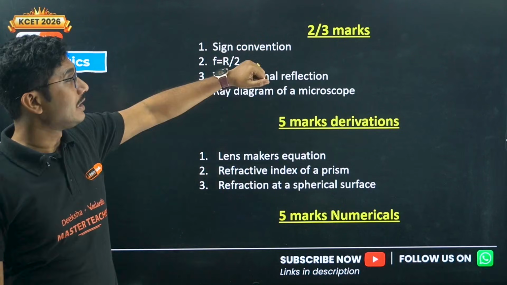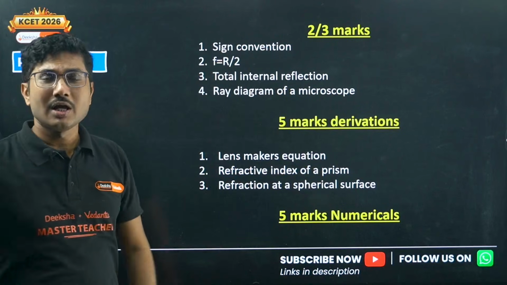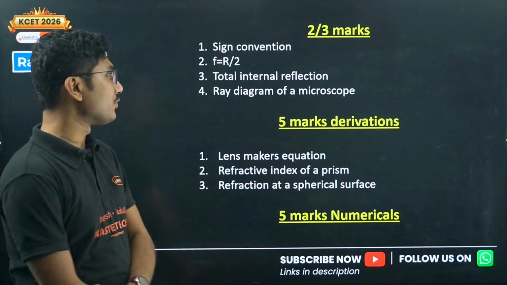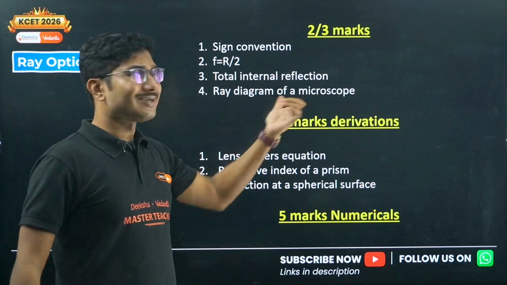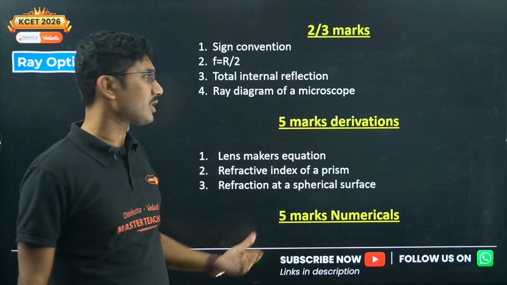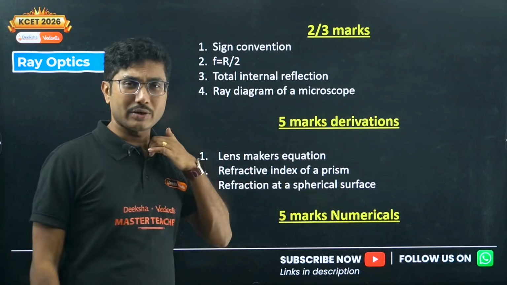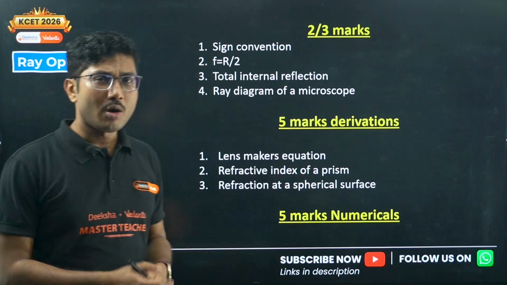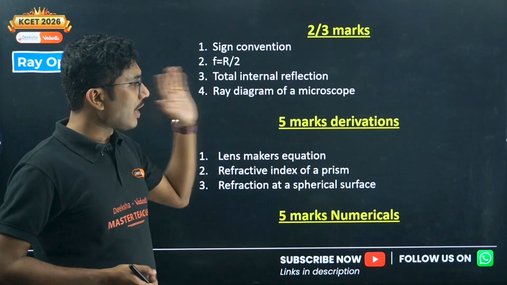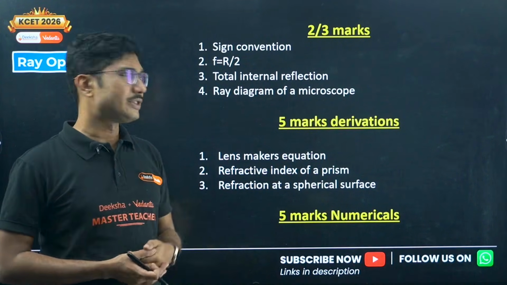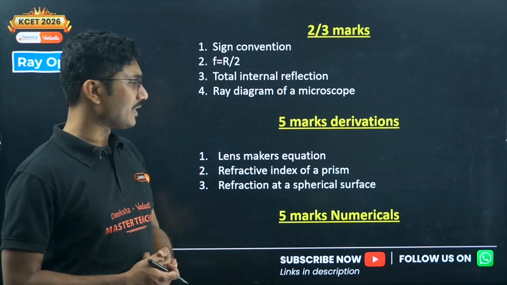So what are all the theory questions? Sign convention, draw the diagram of sign convention. Prove that F is equal to R by 2. Total internal reflection and its application, condition of total internal reflection, its application. Ray diagram of microscope, that also might come because that is given in one of your model question papers. 5 marks derivations: lens maker equation, refractive index of a prism, and refraction at a spherical surface.